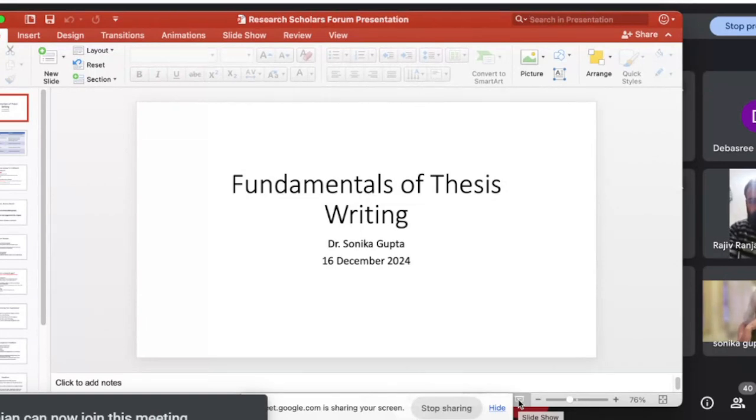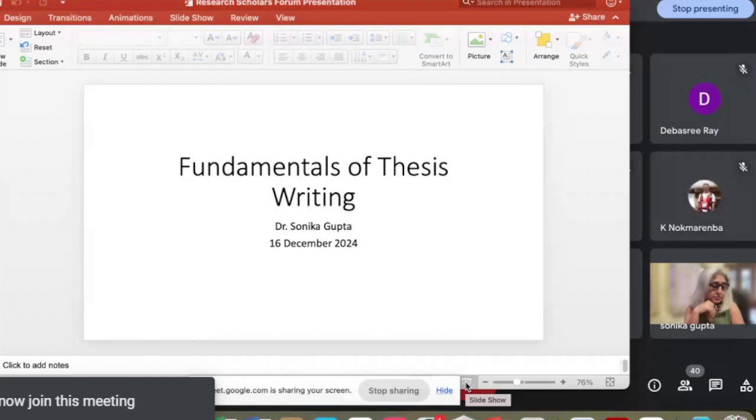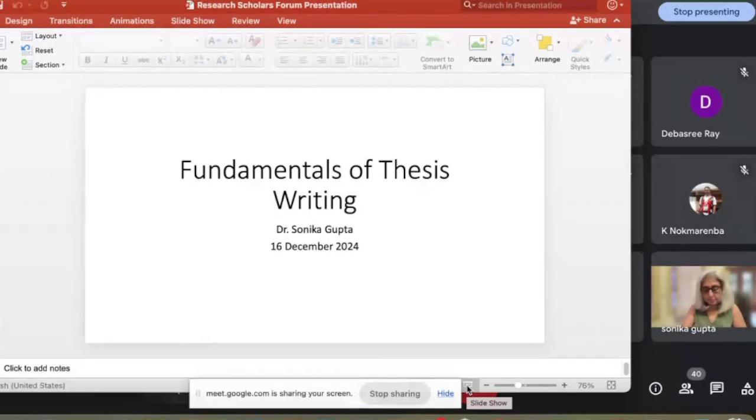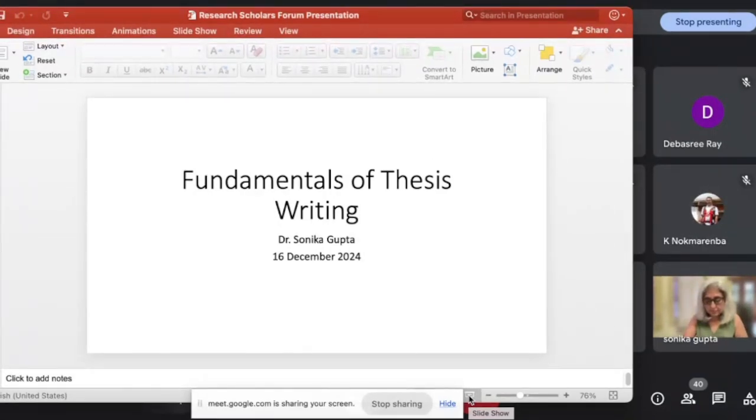The topic of this session is fundamentals of thesis writing. For this session, we have an eminent speaker, Dr. Sonika Gupta ma'am. She is an associate professor at the Department of Humanities and Social Sciences in IIT Madras.